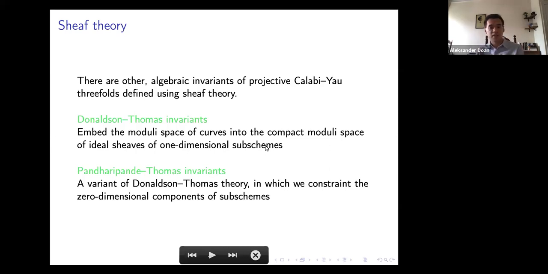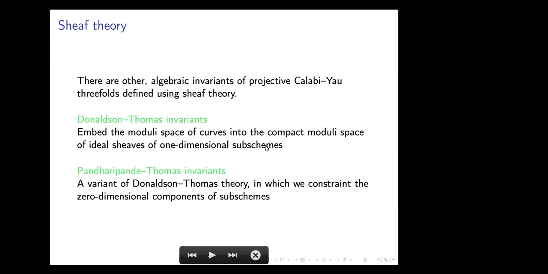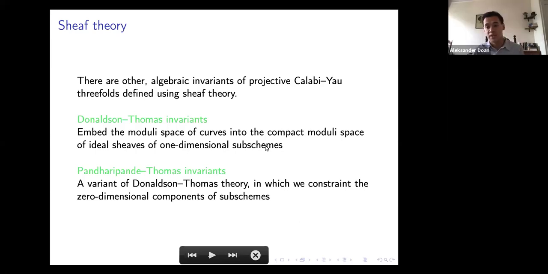So these invariants are defined using sheaf theory, and they rely on methods from algebraic geometry, and such methods are not available in symplectic geometry because there is no good notion of a coherent sheaf. So these are only defined for projective Calabi-Yau threefolds.